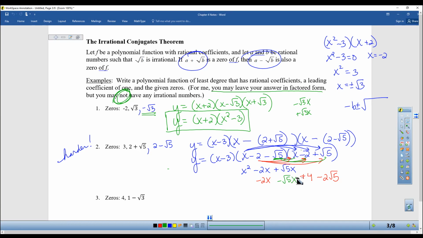Look at that, they're going to cancel. And then negative square root of 5 times negative 2 is plus 2 square roots of 5. This is working out nicely. And then negative square root of 5 times the positive square root of 5 is negative square root of 25, which is just negative 5. So I'm going to put that here. And all together then, don't forget to bring down your x minus 3. x minus 3 times x squared minus 4x. These cancel, minus 1.